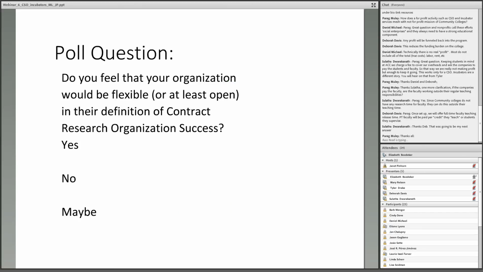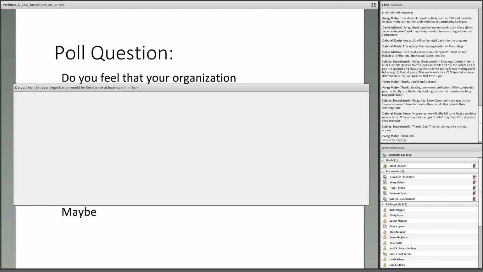And so one of the questions I came up with, we were asked to come up with some questions, and my question was, do you feel that your organization would be flexible or at least a little more open in what their definition of a contract research organization success would be? And I know that that was kind of a battle. I think a lot of the battle has to do with changing perceptions in the area, and I think maybe that initial expectation was there, but I think we have kind of won over some of that perception, and the definition of success for us now is definitely very different than it was when I was hired in November of 2009.